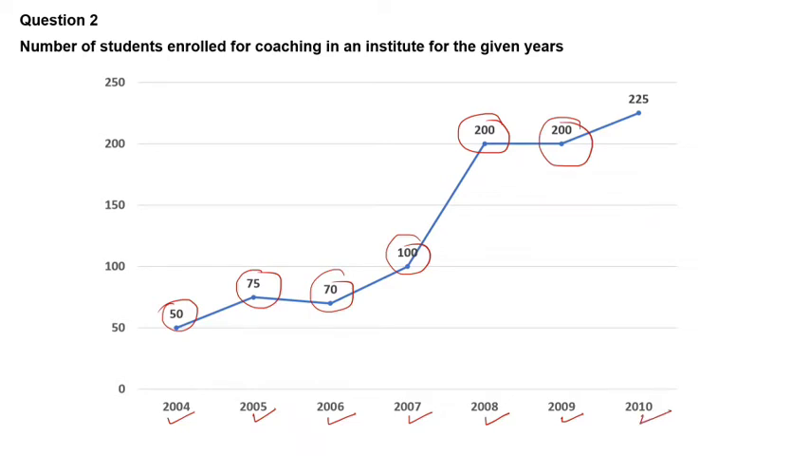And in 2010, we have 225 students enrolled. So over the years from 2004 to 2010, the number of students increased from 50 to 225. So this is the data given in the line graph. This type of graph is a line graph. Earlier we have seen a bar graph. Now we are seeing a line graph.